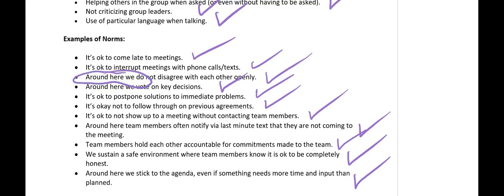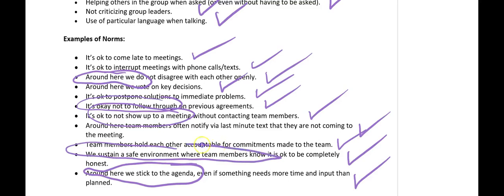Because we can start saying, well, around here, we don't really care about deadlines. We let deadlines come and go, but we seem to be okay. Or around here, we stick to the agenda no matter what. Once we form an agenda, we're stuck with it and everything's absolutely fine and we don't care, we just steamroll ahead. Another way to say it is, it's okay to not follow through on previous commitments, or it's okay to not show up to a meeting without contacting team members. And so these are observational kinds of phrases. We can be more direct. We can say we sustain an environment where team members know it is okay to be completely honest. So these are the kinds of sentences and phrases we use to help language the norms.